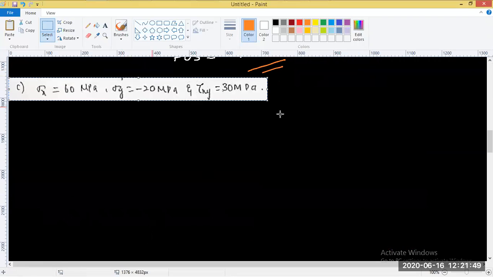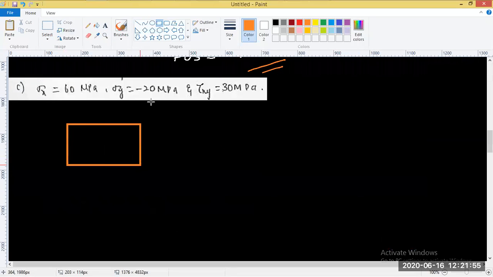So check this out. You have biaxial stress with shear. You have a component like this, and for this component you have biaxial stress, so you have sigma x and you have sigma y, and also you have shear components.